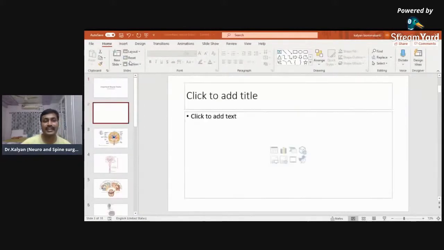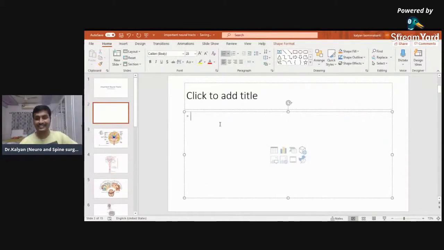So basically, how are the tracts divided in our... Today I don't have a pen, so everything I'll be doing with the mouse.